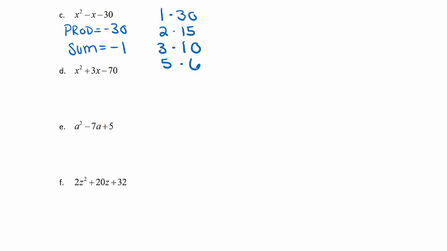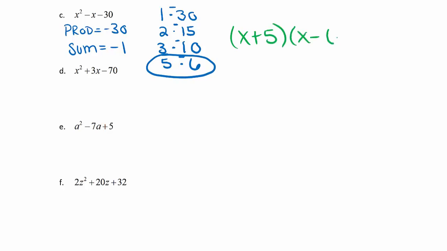But one number has to be negative. If I want my sum to be negative, which I do, it's the larger number that has to be negative. And so once I have my list, I can go through and check which one of these adds up to negative 1. That would be the 5 and the negative 6. So my final answer would be x plus 5 and x minus 6.